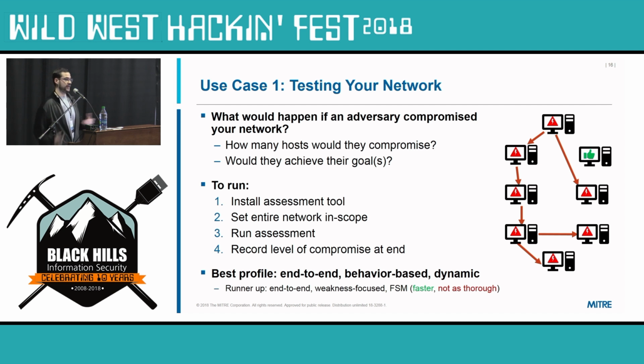Something that's behavior-based, so you have more techniques in your model, and something that chooses techniques dynamically to give you those dependencies between your different techniques. A runner-up I just want to mention is also end-to-end, but you can do something weakness-focused that uses a finite state machine. This will also give you some relatively interesting results. It'll be faster, but it won't necessarily be as thorough as something that's behavior-based.